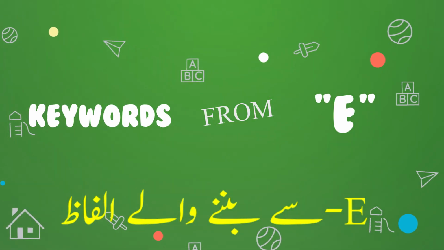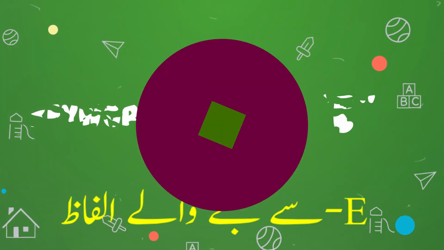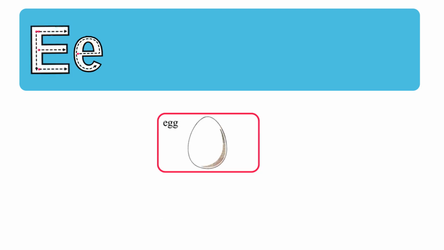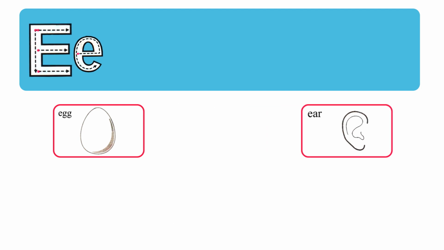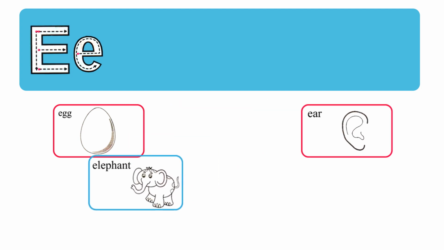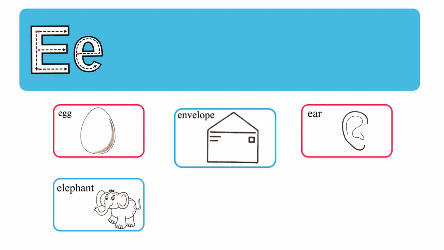Now we will read keywords from letter E. Egg, ear, elephant, envelope.